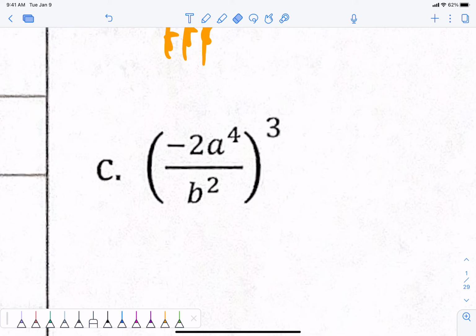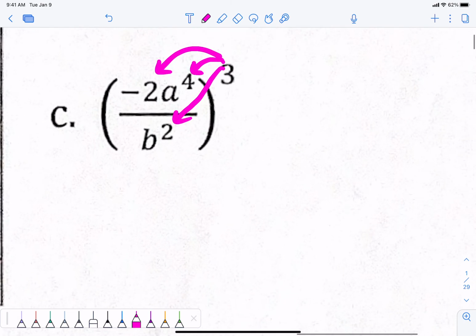Yikes, what do we need to do first? They're starting to combine stuff together. What do we do? How do we do this? We need to cube everything. So negative 2 cubed, this guy cubed, this guy cubed. Everything gets to the 3rd power. Negative 2 cubed is negative 8. Negative 2 times negative 2 times negative 2 is negative 8.